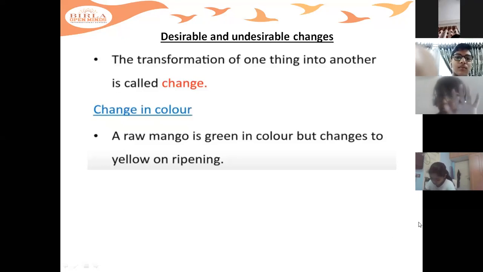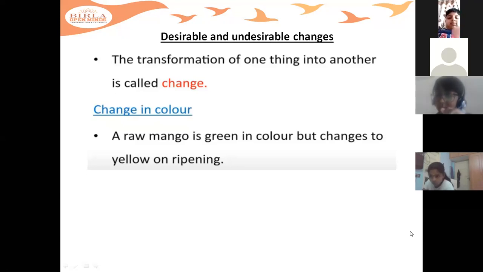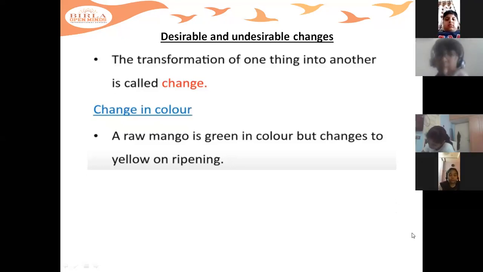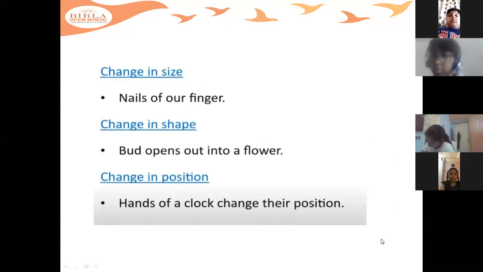Yes, so the change in color, like a raw mango changing into yellow color, a ripened fruit, is a desirable change. Change in size, change in shape. Shape in the sense, this flower. Usually the girls like putting flowers. So a bud opens into a flower. It changes its shape. So it is a desirable change.